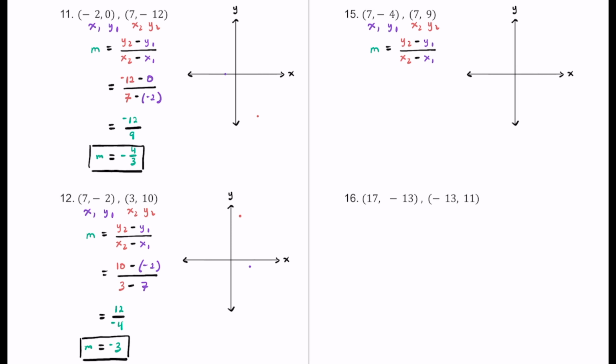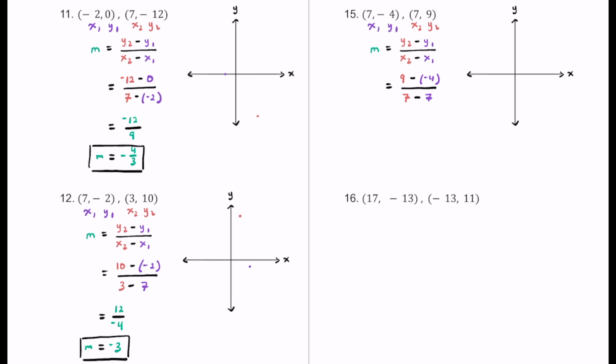Here they are labeled up, and so let's go and see what happens, but this one's also going to be kind of interesting. So on top, we're going to have 9 minus -4. All right, that's y2 minus y1. And in the denominator, we're going to have x2 minus x1, and I believe that's going to be 7 take away 7.